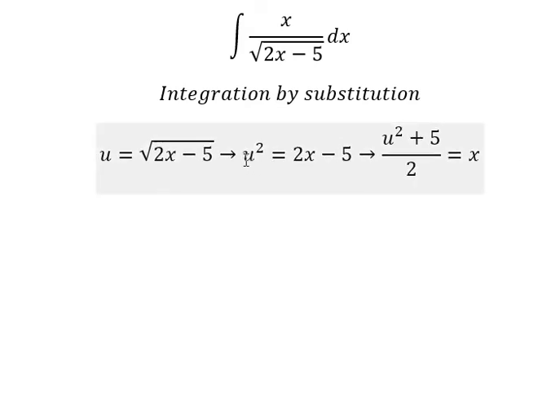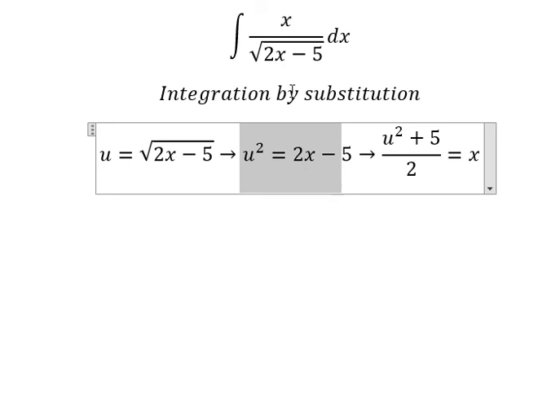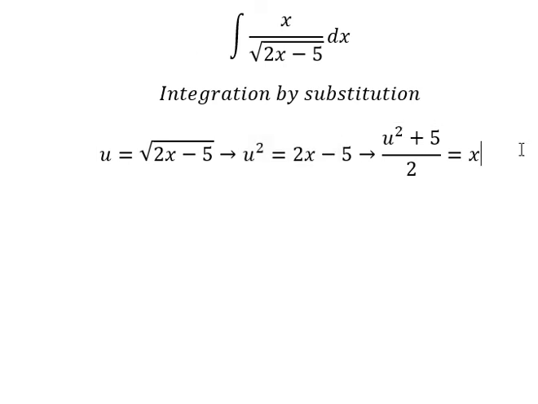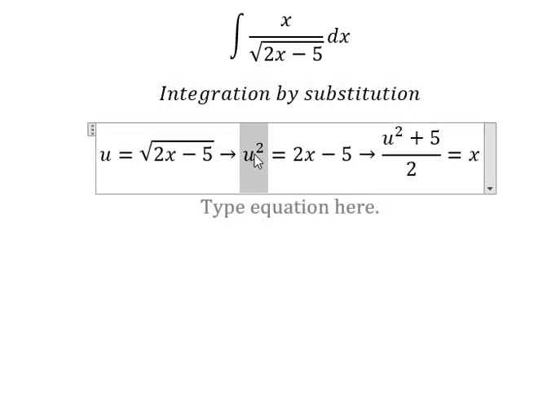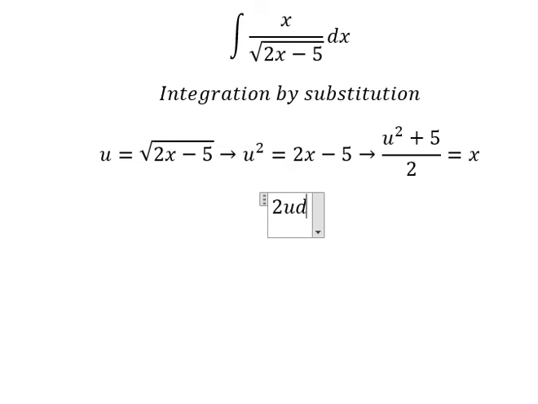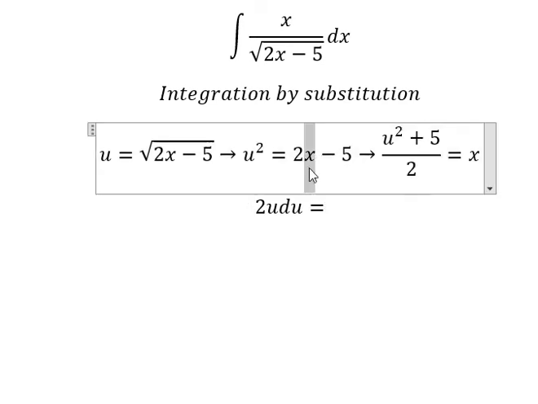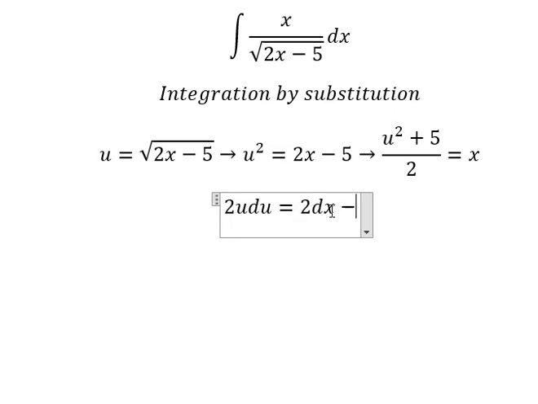Next, we take the derivative of this one. First, the derivative of u squared, we have 2u du. The derivative of x, we have 1, so we have 2. This one is a constant, so you get 0. Because we don't have 2, we divide both sides by 2.